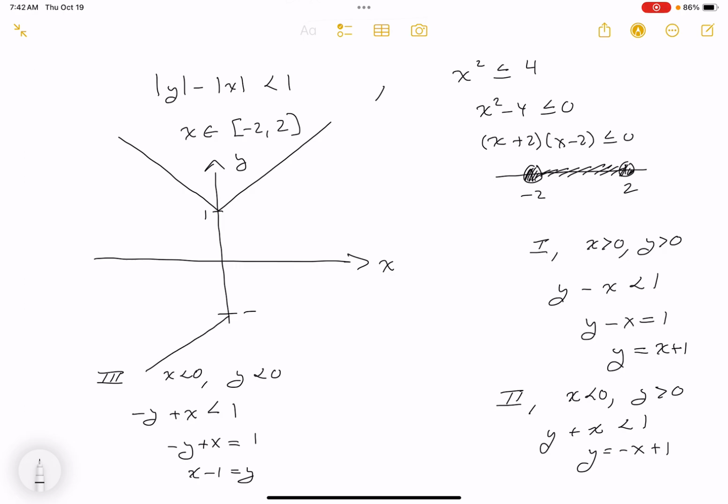Let's do the next one. That's going to be the fourth quadrant. And the x is going to be positive there, and the y is going to be negative. So we're going to get minus y. Now let's see, you can get minus x now, less than 1. Let's put the equality down.